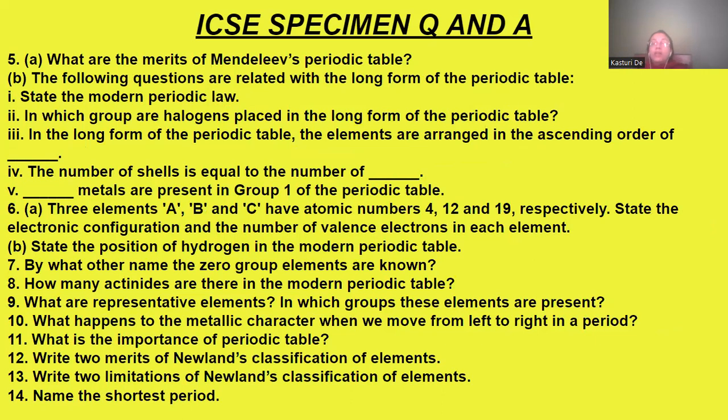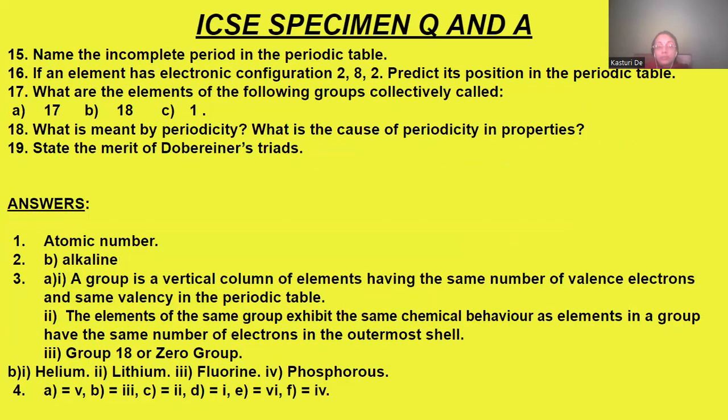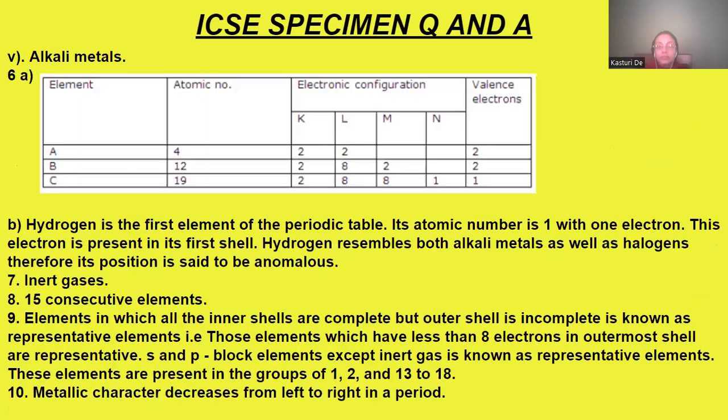Next is, by what other name are the zero group elements known? Inert gases, noble gases. Then how many actinides are there in the modern periodic table? 15. 15 consecutive elements are known as actinides.